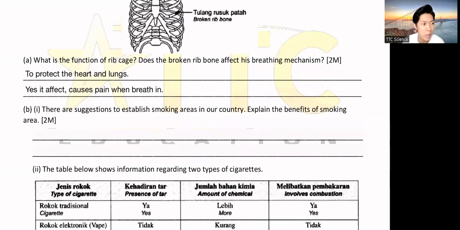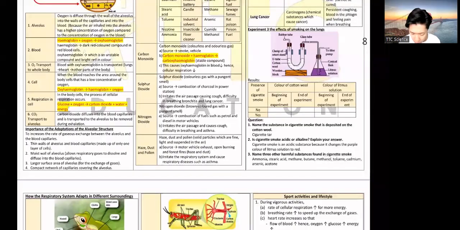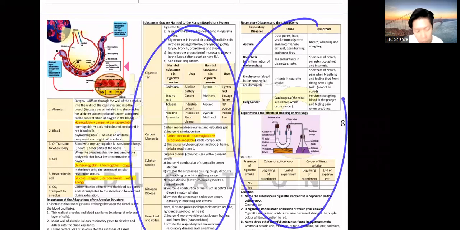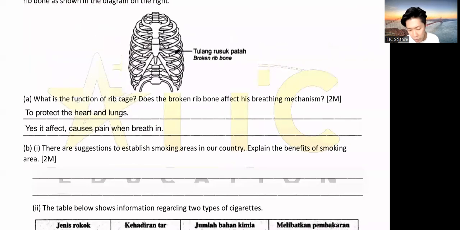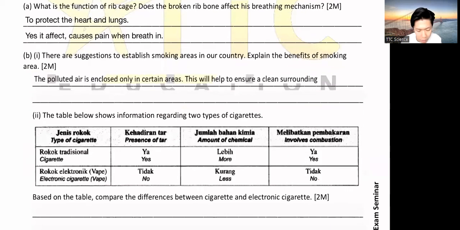Okay, so there are suggestions to establish a smoking area in our country, a smoking zone. Explain the benefit, 2 marks. Okay, this one is on the pollution side of the chapter already. So pollution is here, this smoking thingy, and then the YouTube, right? So what's the benefit of a smoking area? A smoking area means you actually have all the polluted air in one place, then the other places have no problem. Or you can say also to reduce the risk of secondhand smoke inhaled by non-smokers, something like that. Okay, but 2 marks. This is how I explain.